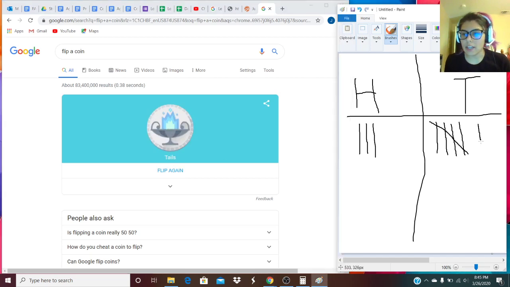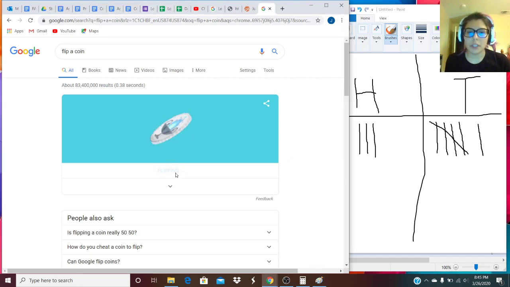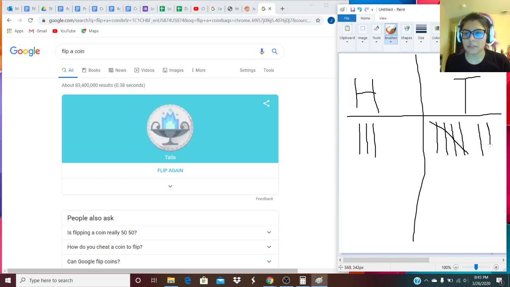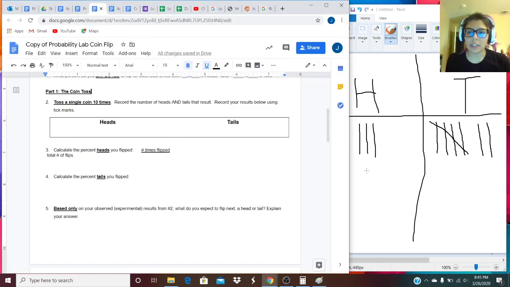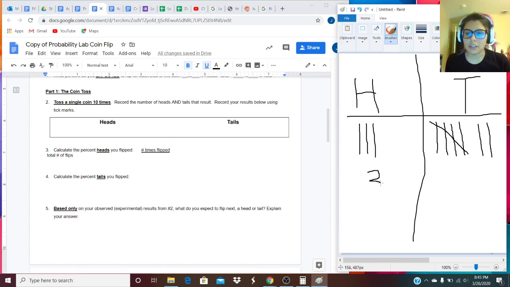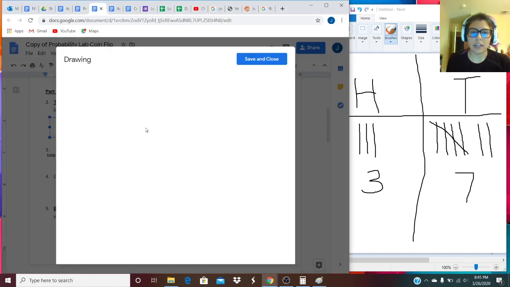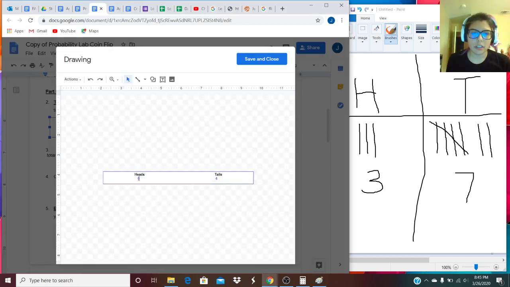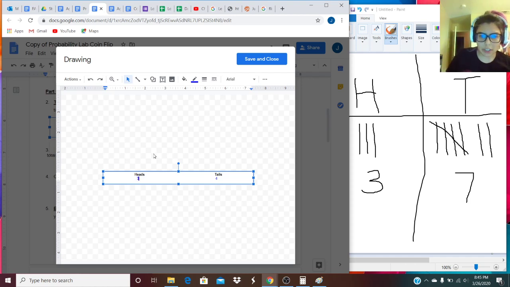So tails again, and I'm going to flip one last time. Tails again. All right, so in total, now we can go ahead and put our answer. So 1, 2, 3, and this whole thing represents 5. So 5, 6, 7, and that's going to give us 10. So I'm going to go ahead and double click. I'm going to type in here 3 and type in here 7 and make sure it's in a different color.